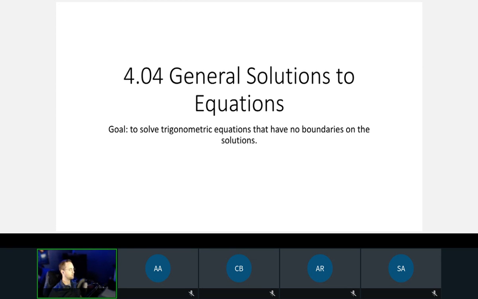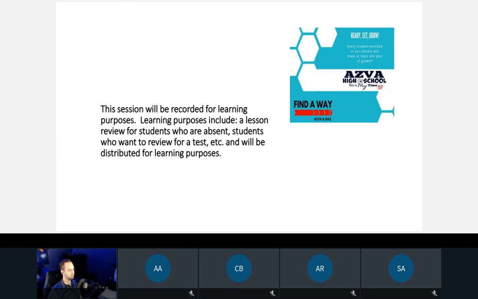All right. So today's lesson, this is day 2 of 4.04, general solutions to equations. So we're going to solve trig equations just like yesterday, but now we're going to have no boundaries. So this is basically the same thing as yesterday with just one little easy piece added to the end. And it's easy. So it's yesterday plus an easy piece, which still makes it hard, right? All right, we're being recorded.